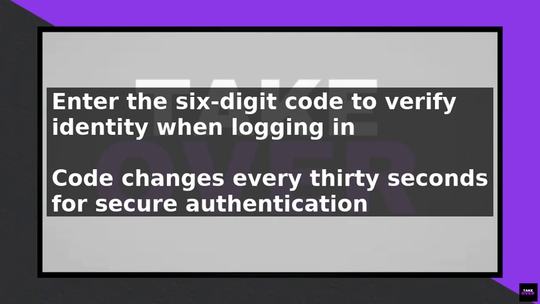After configuring the authenticator, you will see a 6-digit code that changes every 30 seconds. This code is used to verify your identity when logging into your secured accounts. When prompted, enter the code to complete the two-factor authentication process.